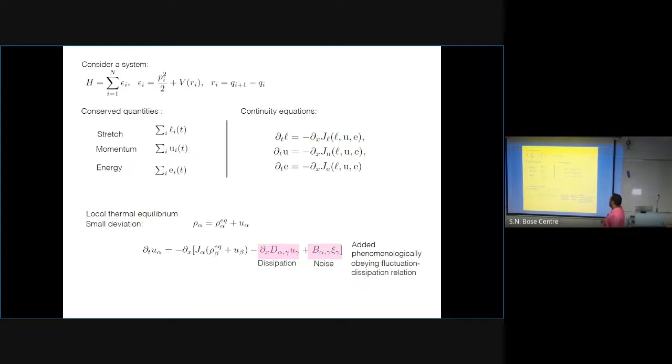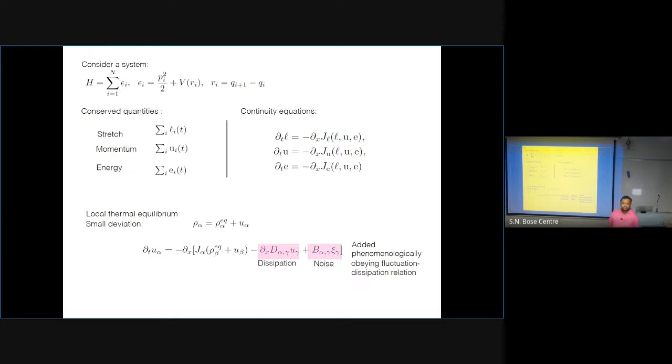But of course, you want to add dissipation and fluctuations. But you cannot just add fluctuations because you want the thermal equilibrium to be maintained. You also have to add dissipation. This is the simplest kind of dissipation that you can add, and the noise. And you have to add these two terms, phenomenologically obeying the fluctuation-dissipation relation. But of course, I'll make a comment on these terms after two slides. They appear because of the coarse-graining procedure.